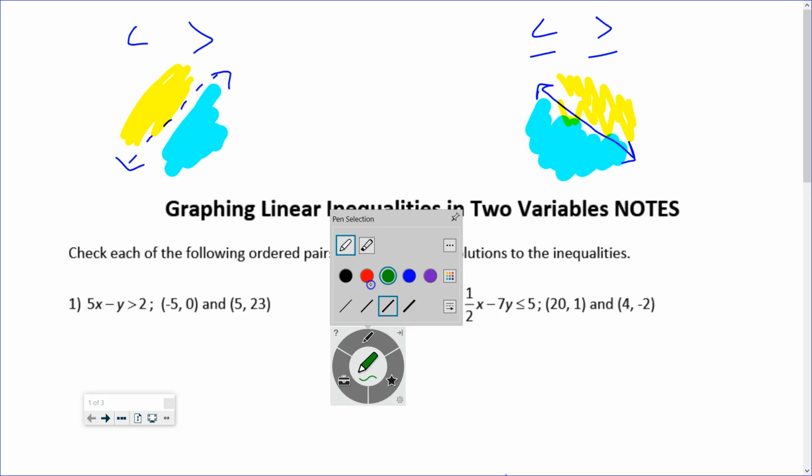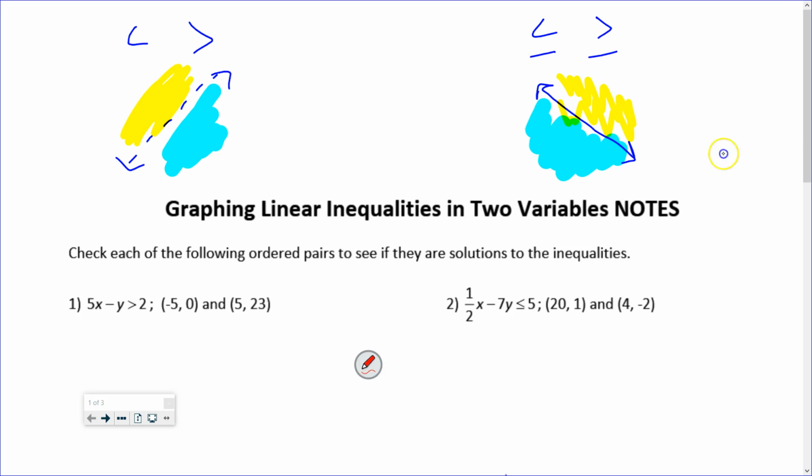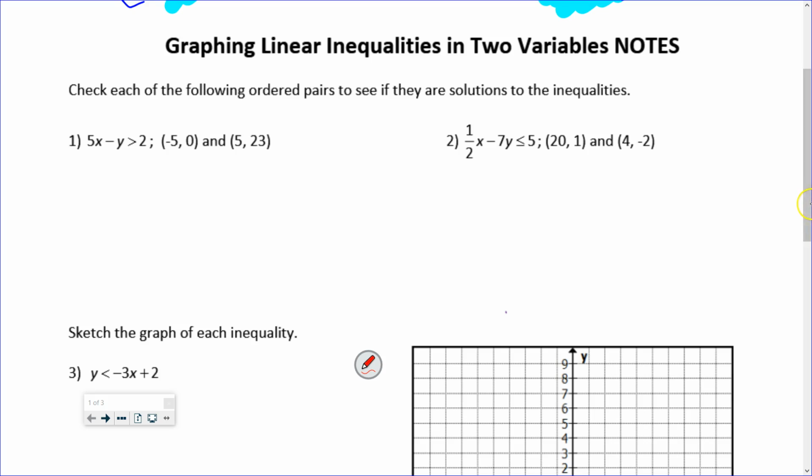Okay. So now let's talk about what is going to be a solution or not. A solution means it's going to fit into my graph. So I want to check if the ordered pair is going to be a solution or not. How can I check to see if (-5, 0) is going to work in this equation? Plug it in, absolutely. So let's plug it in. It's going to become 5 times -5 minus 0. And I want to know, is this going to be greater than 2? Is this going to happen?